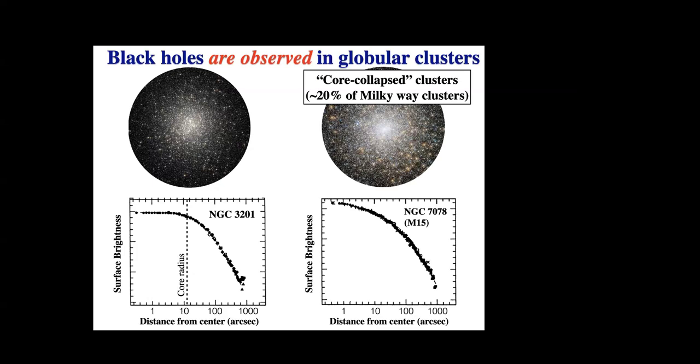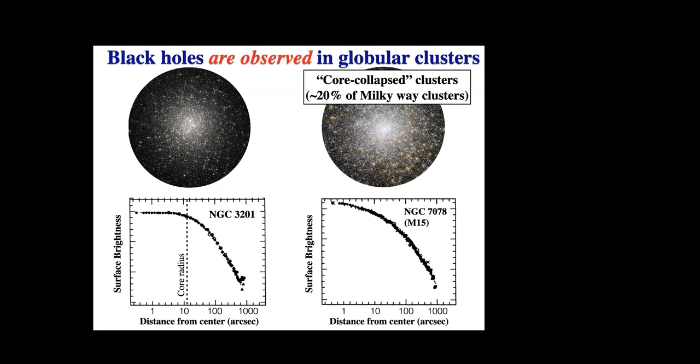So here's an example of M15. These are core collapse clusters, and here the brightness profile increases all the way to the center, at least as far as we can resolve it observationally. So these clusters without cores are what we call core collapse clusters.